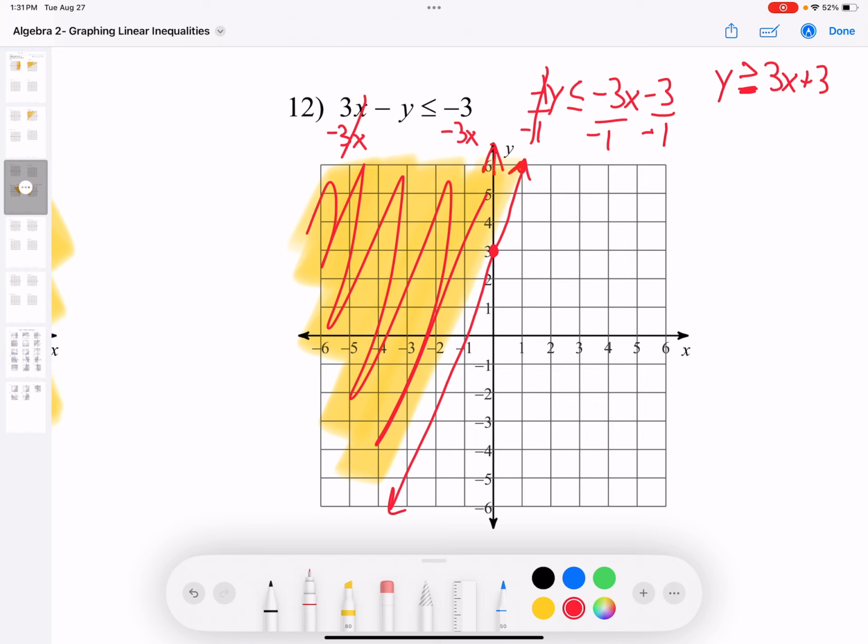So that is how you graph linear inequalities. Do the best you can on the rest of this worksheet. Please make sure you make some progress on it. You should be able to do the first 10 for sure.